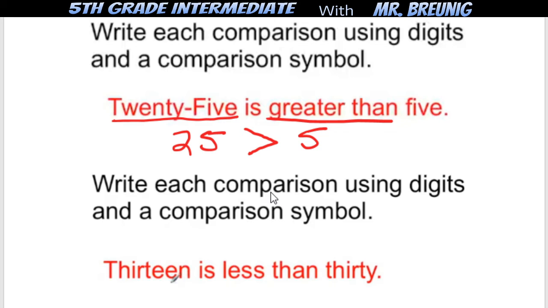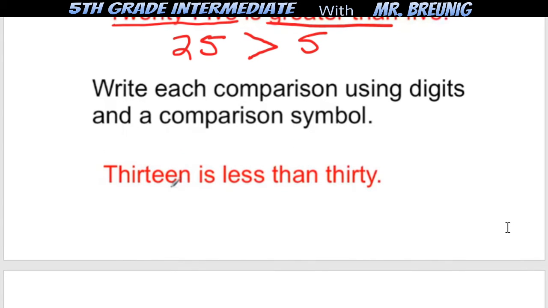And how about this last problem right here? Write each comparison using digits. 13 is less than 30. Go ahead and work this out, and then I'm going to solve it. Press pause if you need to.